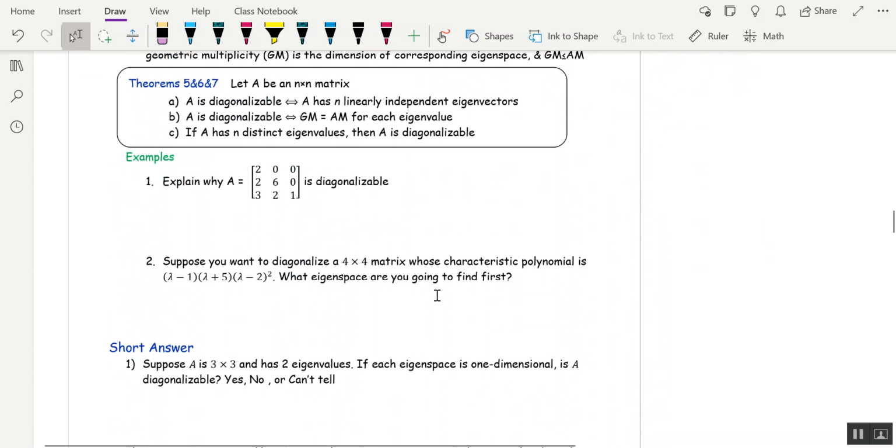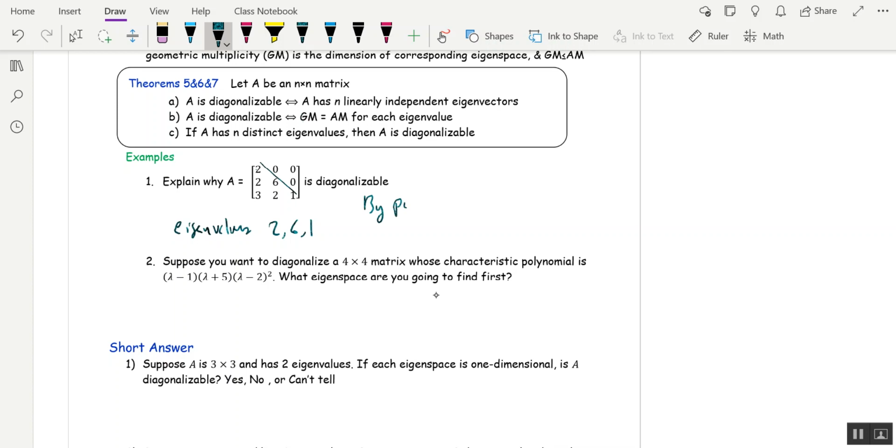All right. So explain why this matrix is diagonalizable. This matrix is lower triangular, and so the eigenvalues are 2, 6, and 1. They're on the main diagonal. There are 3 distinct eigenvalues, and I have a 3 by 3 matrix. So by part C, A is diagonalizable. That's a very long word to spell. I should just put diag. Okay, so part C, A is diagonalizable because there are 3 distinct eigenvalues.